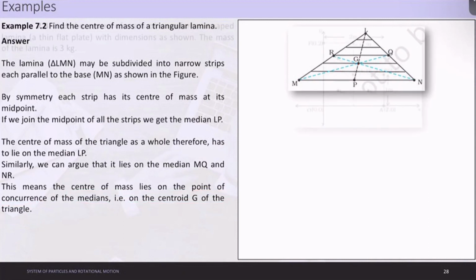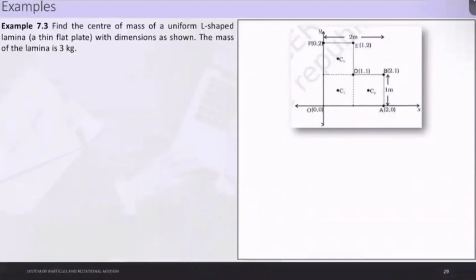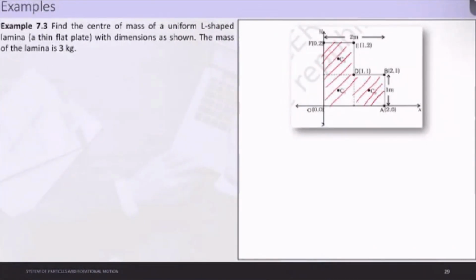Another example. These are nothing but different ways in which questions are asked regarding center of mass. So let's look at the question. Find the center of mass of a uniform L-shaped lamina. This is the L-shaped lamina, with the dimensions as shown. The mass of the lamina is 3 kg.